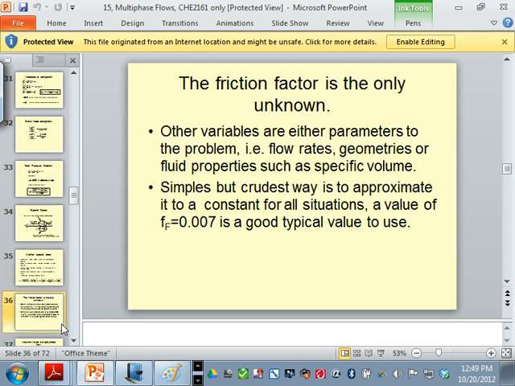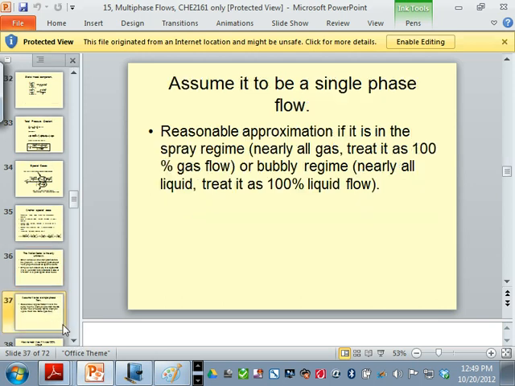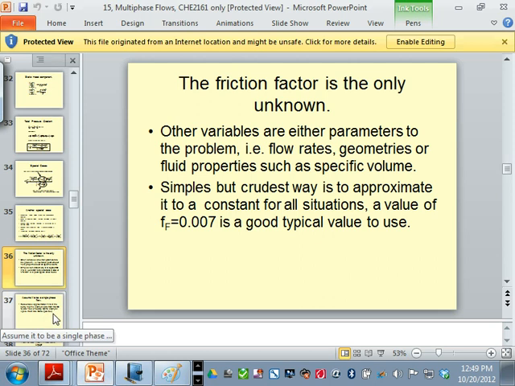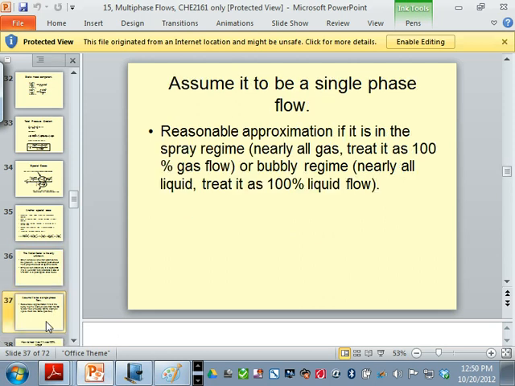Now, as I said, first I'll describe the friction factor. This F Fanning. One way is just to assume it's 0.07, a typical number. But if you want to be more accurate, let's see. Then there's this other problem here.